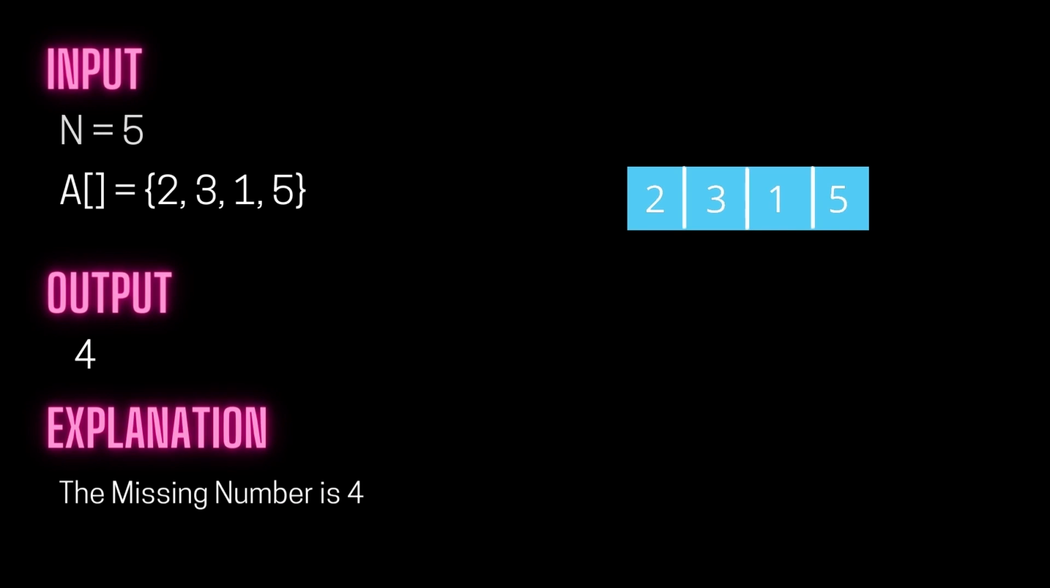We are given an array with size n-1. Now we have to find out the number missing in this array. Here we can see 4 is missing from this array. So this is what we have to find.